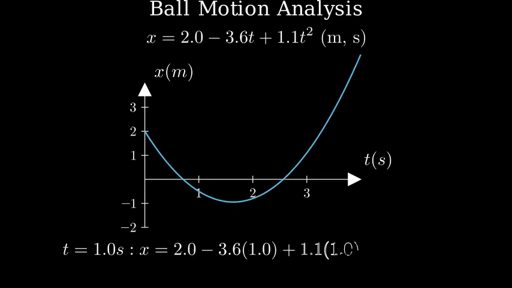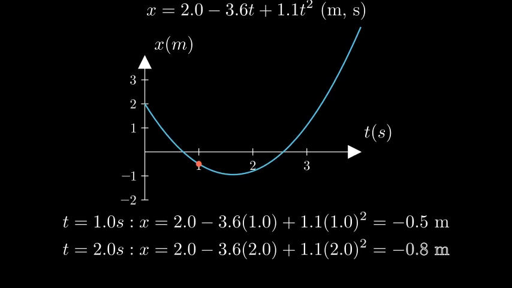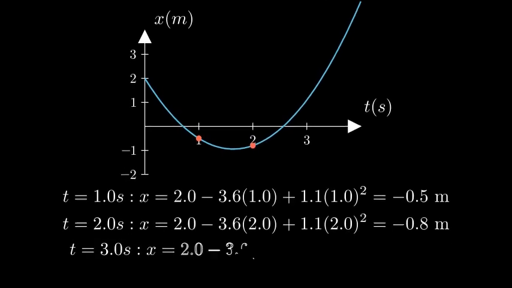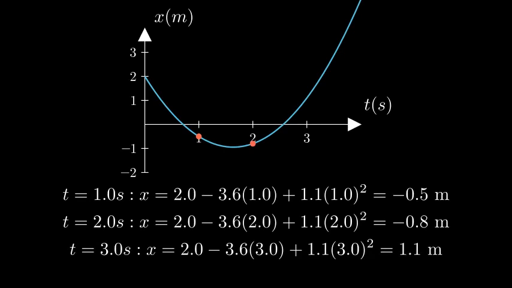At t equals 1 second, we plug in 1 for t and get negative 0.5 meters. Here's that point on our graph. At t equals 2 seconds, we get negative 0.8 meters. And here's that point. Finally, at t equals 3 seconds, we get 1.1 meters. And here's our third point.